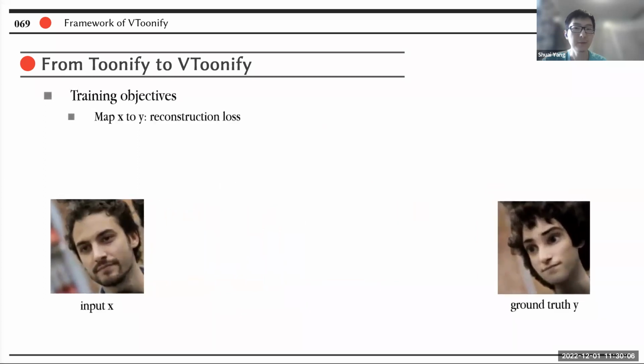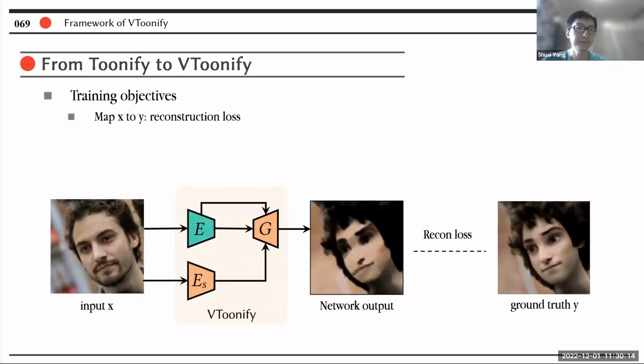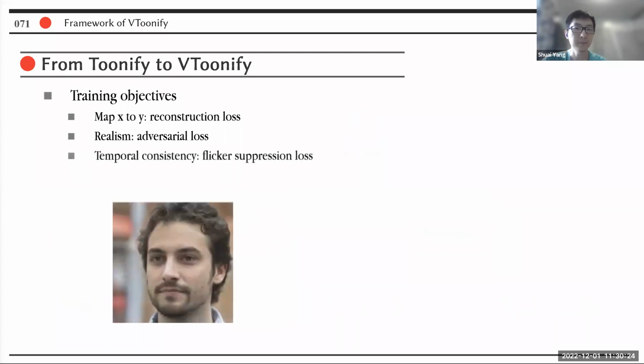Given X and Y, during training, we would like VToonify to map X to Y. This leads to a reconstruction loss. We add a discriminator to compute the adversarial loss, which improves the realism of the output.